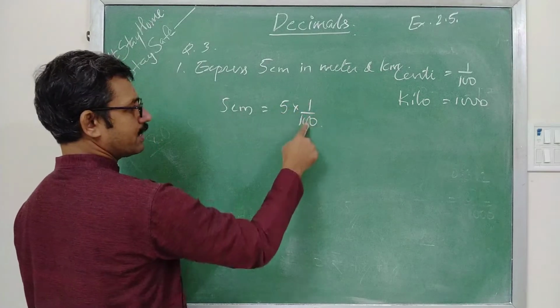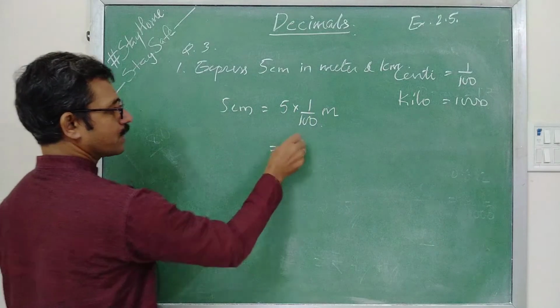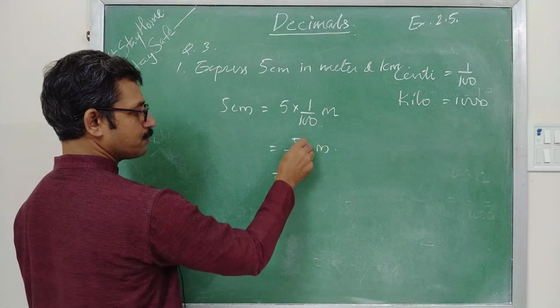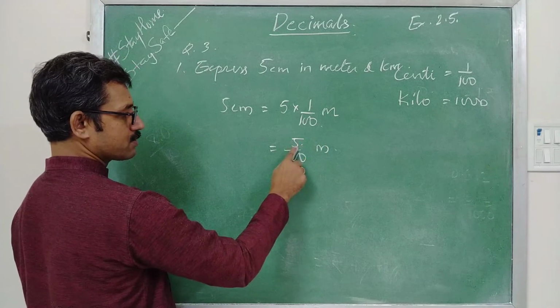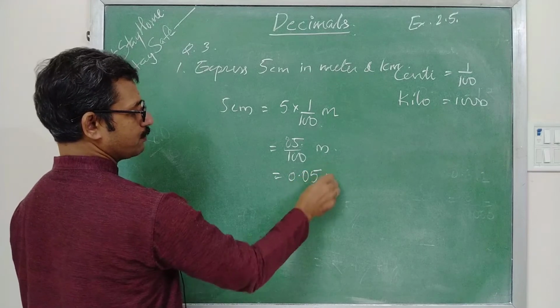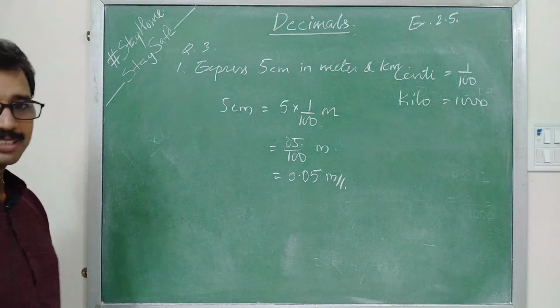In the place of centi I have written that much meter. Understand? So which is equal to, you can write 5 upon 100 meter. Now 5 upon 100 means the decimal point is to be shifted two places, so that is 0.05 meter. Like this.